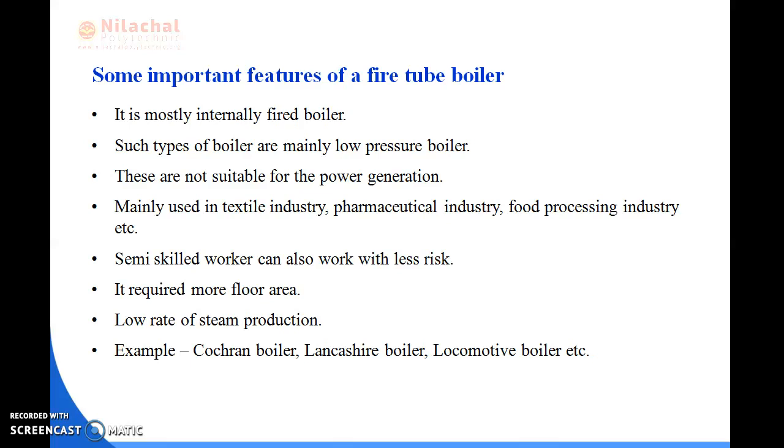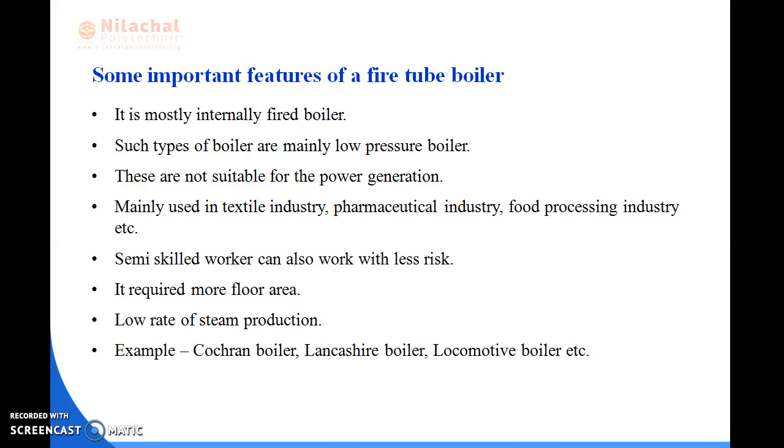So, in the case of a fire tube boiler, it is mostly an internally fired boiler. That means the furnace will be placed inside the boiler. Such types of boilers are mainly low pressure boilers, and these are not suitable for power generation. Mainly it is used for the textile industry, pharmaceutical industry, food processing industry, and so on.